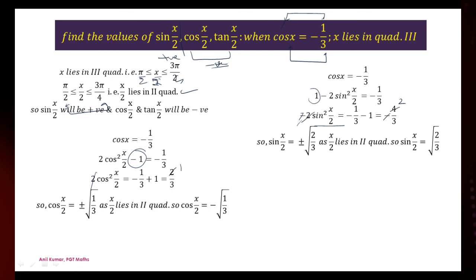Now can we find out tan x by 2? Yes. To find out tan x by 2, what can we do? Sin x by 2 divided by cos x by 2. Sin x by 2 is root of 2 by 3 and cos x by 2 is minus 1 by root 3. So root 3 cancelled. So minus root 2 is the answer.